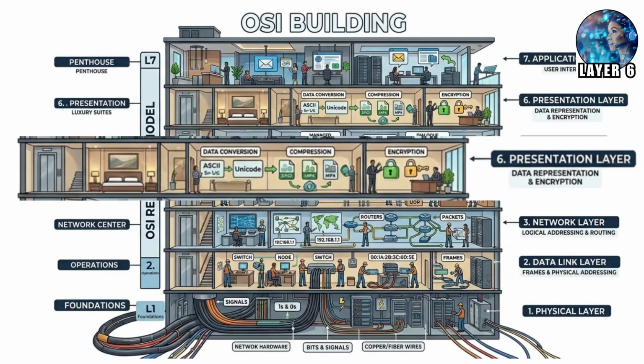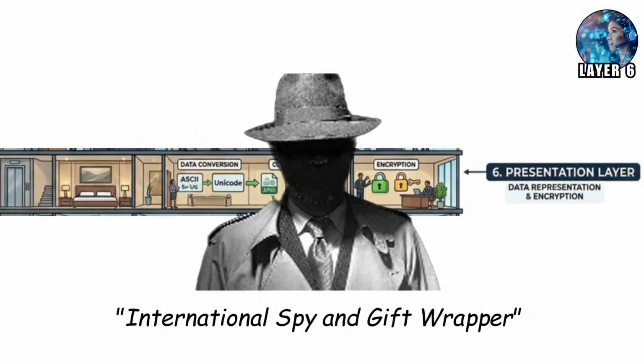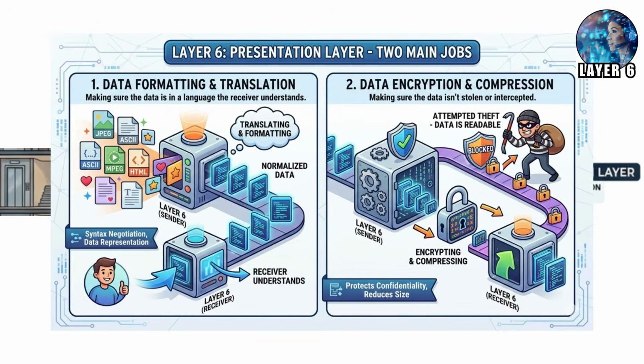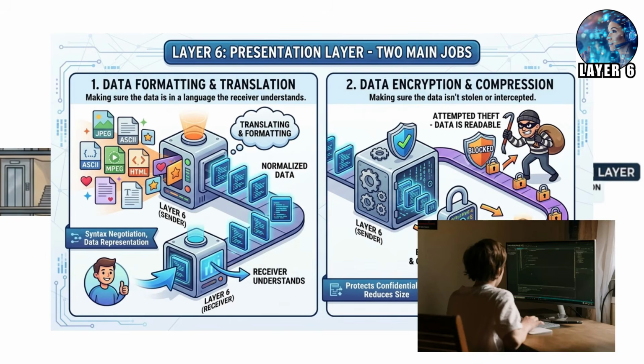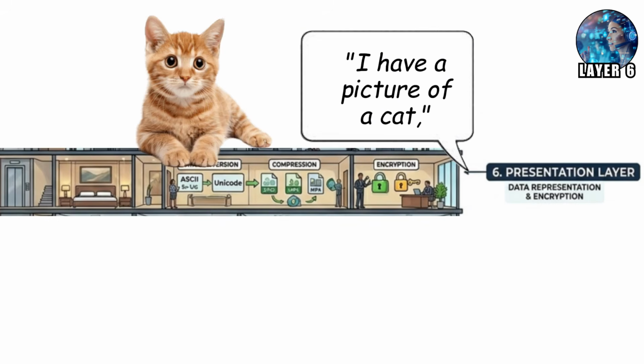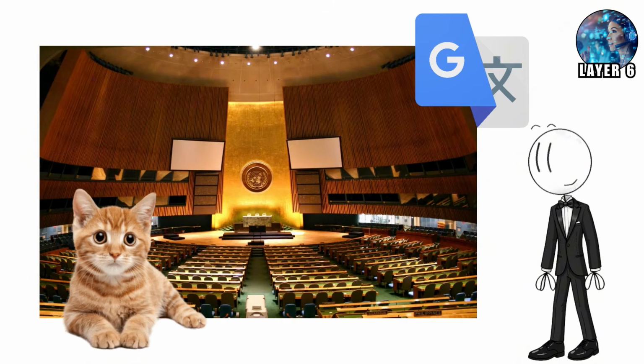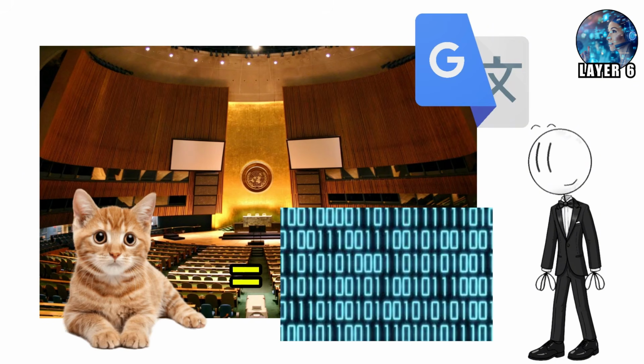Welcome to Floor 6, the presentation layer, or as I like to call it, the international spy and gift wrapper. This layer has 2 main jobs: making sure the data is in a language the receiver understands and making sure it isn't stolen by Russian teenagers. If the application layer says, "I have a picture of a cat," the presentation layer translates that into a specific format like JPEG or PNG. It's essentially the translator at the UN, turning meow into 011010101. But wait, there's more.